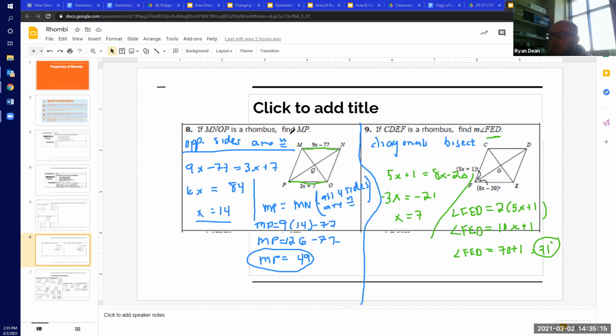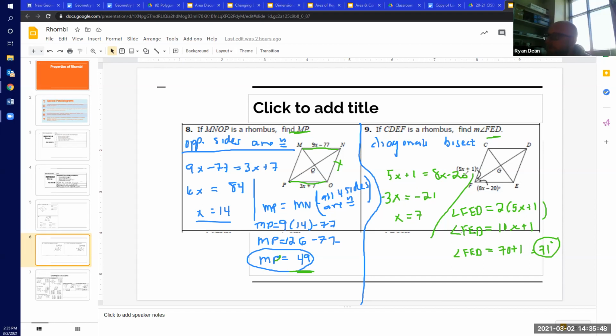Now at this point, we're still trying to find MP. And since we don't know what MP is, and we don't know what this opposite side of it is, ON, we're going to use the fact that all 4 sides in a rhombus are congruent. So MP, I just chose to use MN. MP is equal to MN. So we have 9 times 14 minus 77, which gives us a solution of 49 for MP.